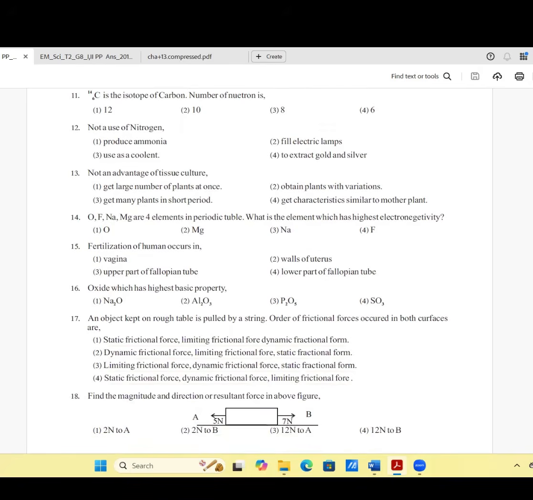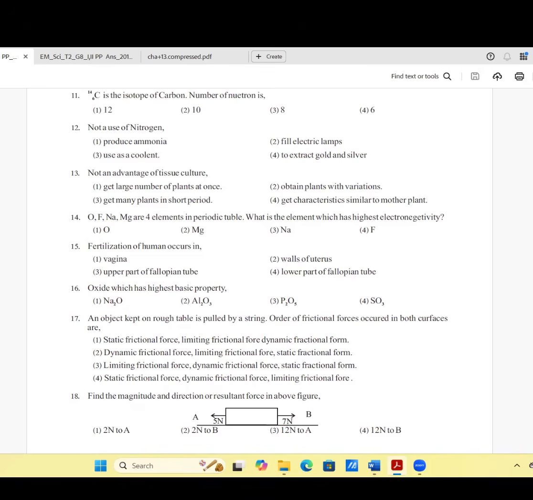Number 13. Not an advantage of tissue culture. 1. Get a large number of plants at once. 2. Obtain plants with variations. Number 3. Get many plants in a short period. 4. Get characteristics similar to the mother plant. Answer 2 is the correct answer. It's not an advantage.